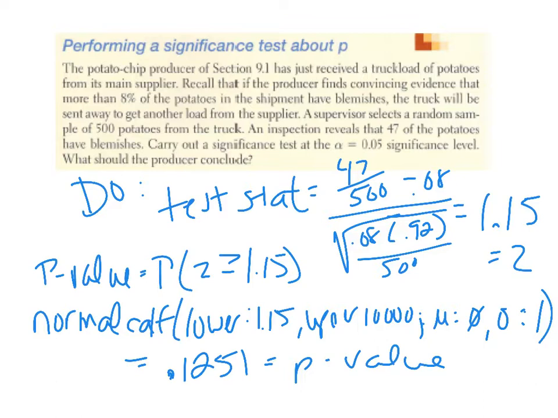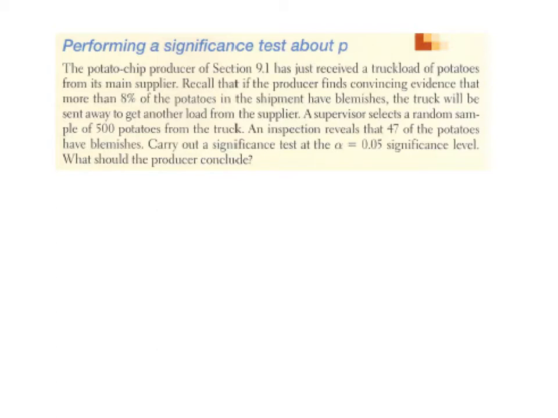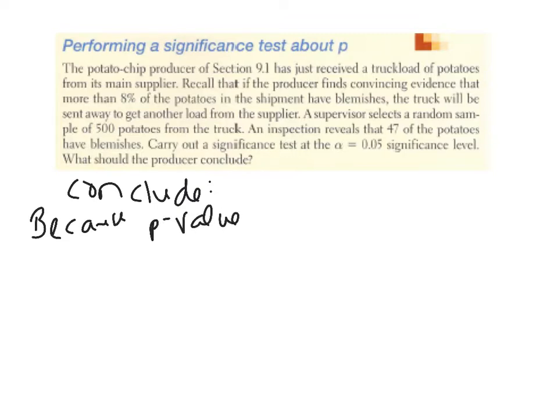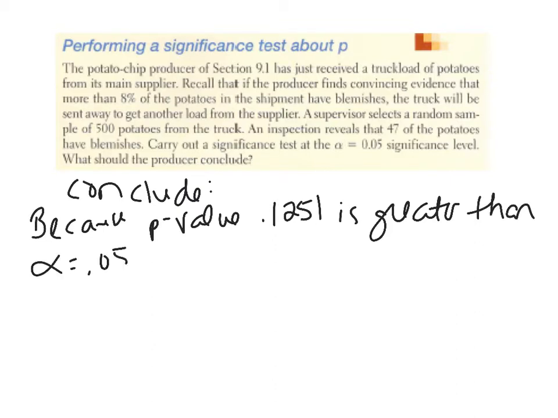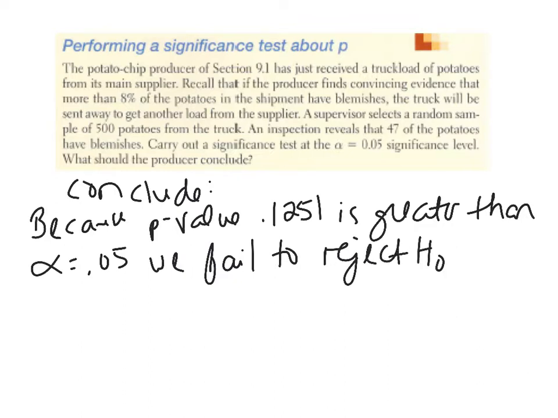And again, our conclusion part, remember, like always, is going to need to be in context. So for the conclusion part here, it's going to be long. All right. So because the p-value, and I need to go ahead and state it, 0.1251, is greater than the alpha equals 0.05, we fail to reject the null hypothesis.